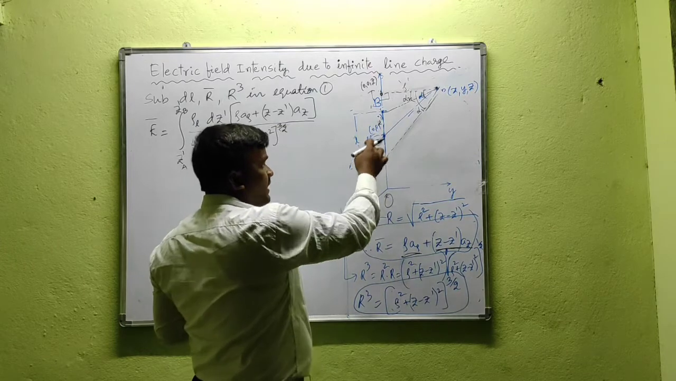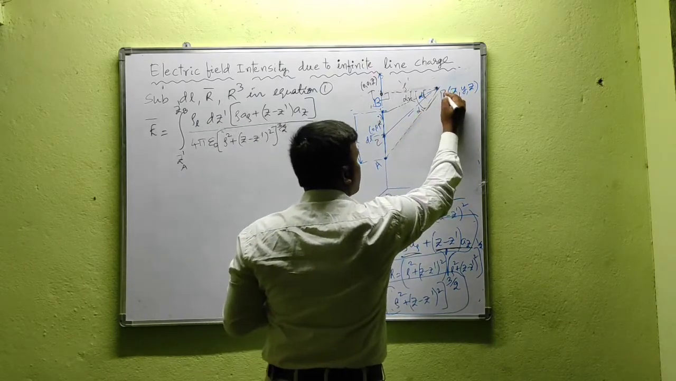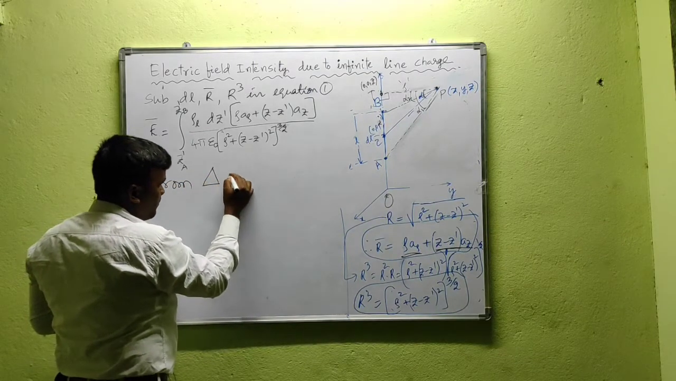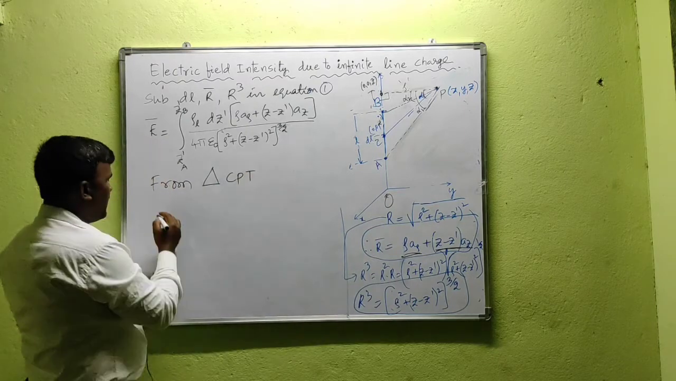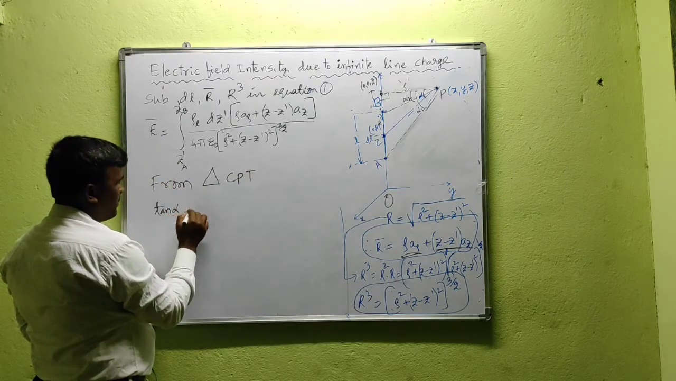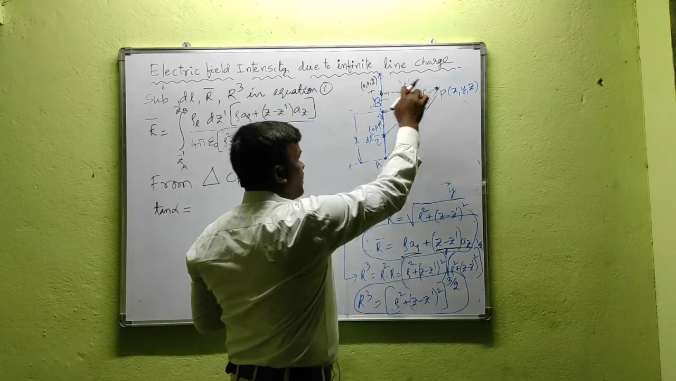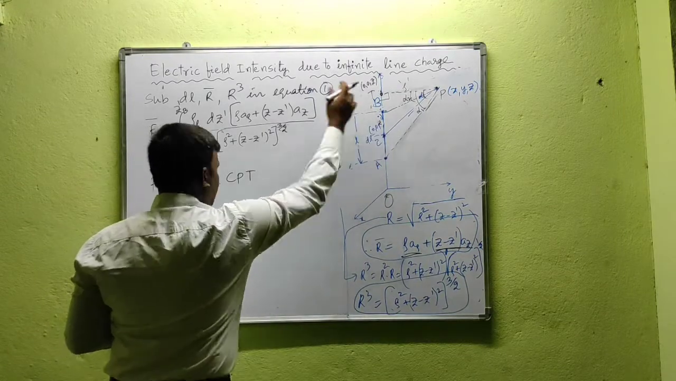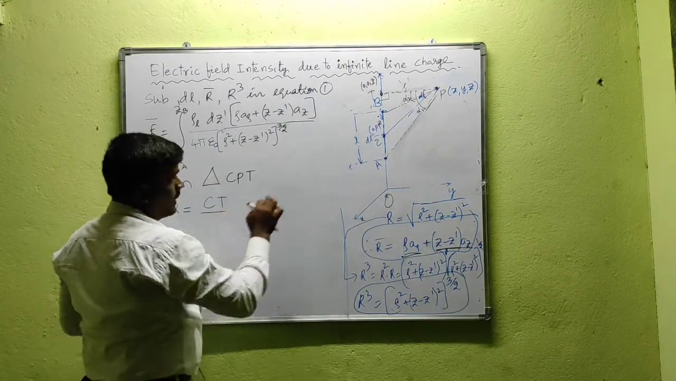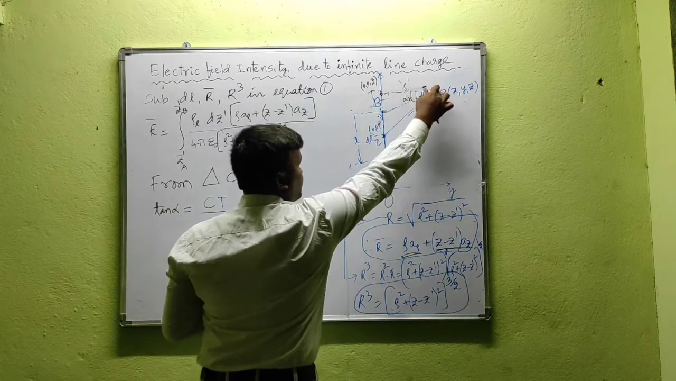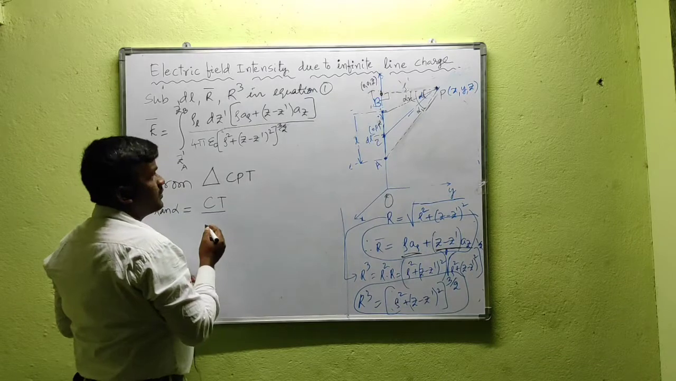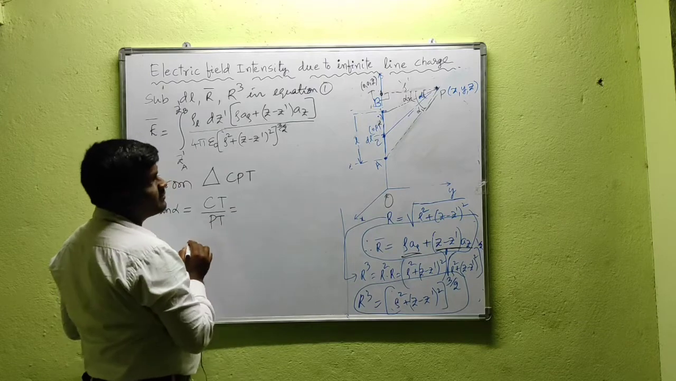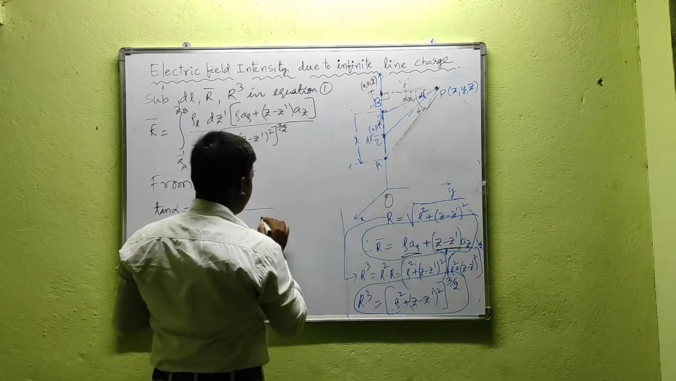tan alpha for the triangle CPT. Tan alpha is opposite by adjacent. Opposite is CT, and adjacent is PT. So tan alpha is CT by PT. First write PT. PT is the perpendicular distance, that is rho.